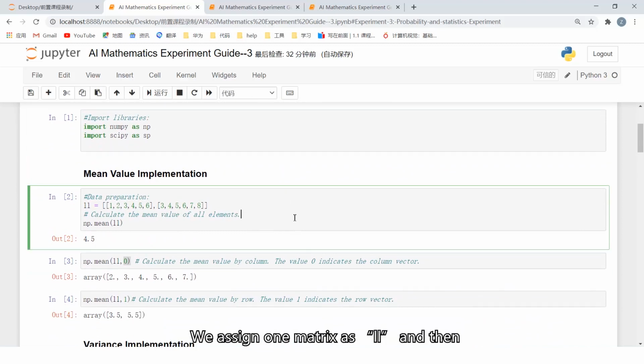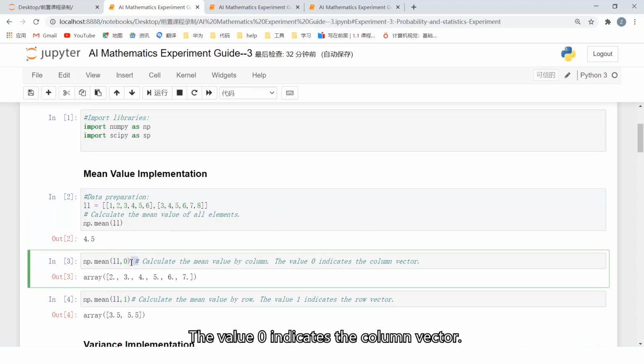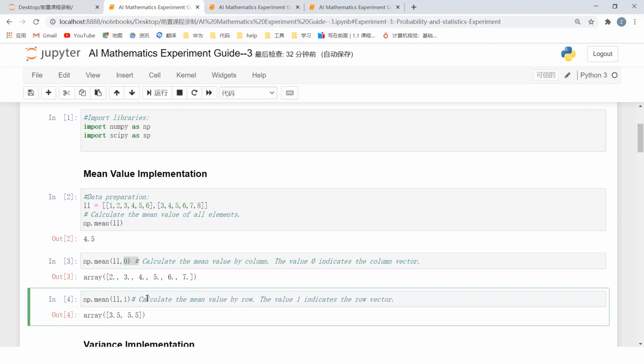We assign one matrix as LL and then we calculate the mean value of all elements. Calculate the mean value by column. The value 0 indicates the column vector. Calculate the mean value by row. The value 1 indicates the row vector.